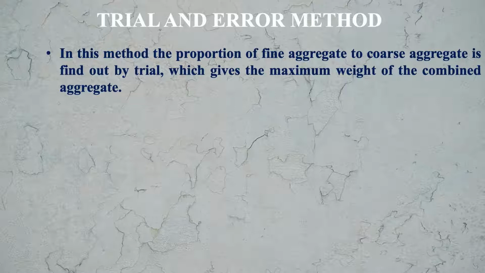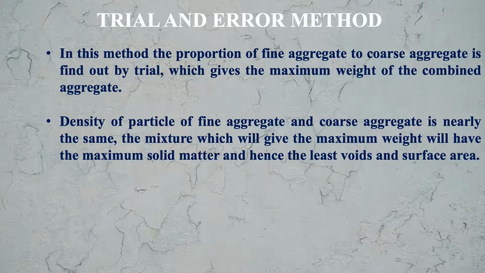In this method, the proportion of fine aggregate to coarse aggregate is found out by trial, which gives the maximum weight of the combined aggregate. The density of particles of fine aggregate and coarse aggregate is nearly the same. The mixture which will give the maximum weight will have the maximum solid matter, and therefore the least voids and surface area. Means we want a mix which has the least voids and surface area.